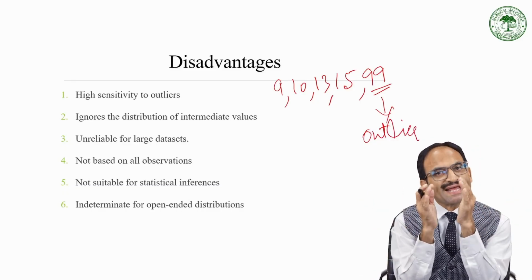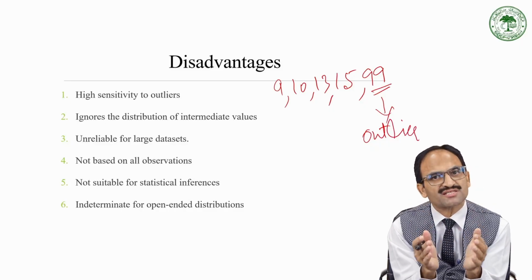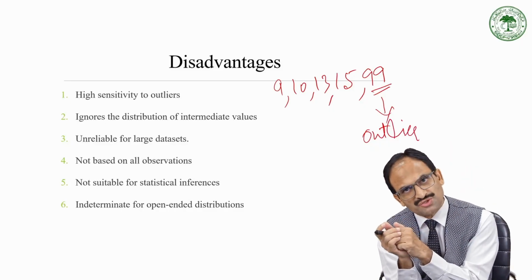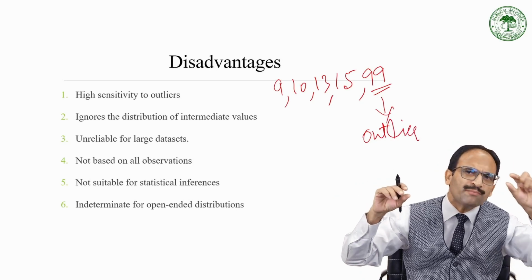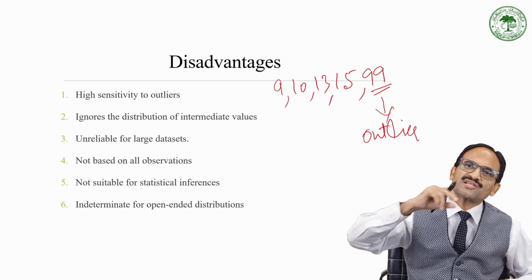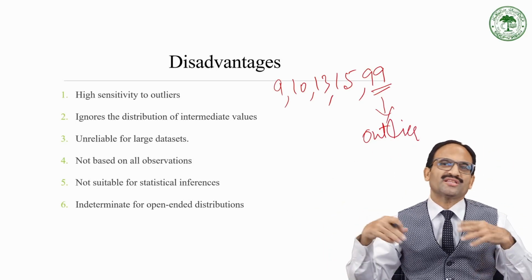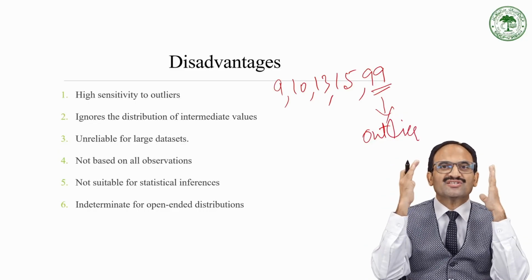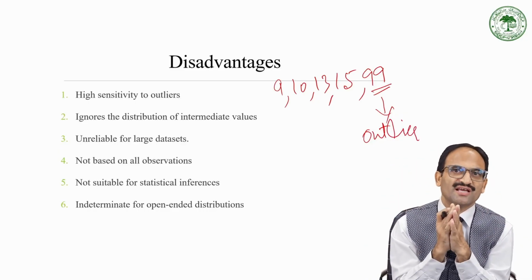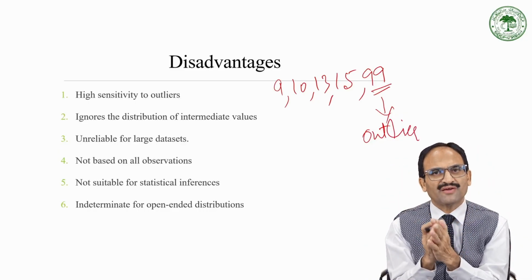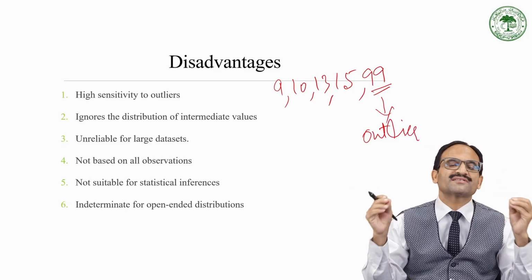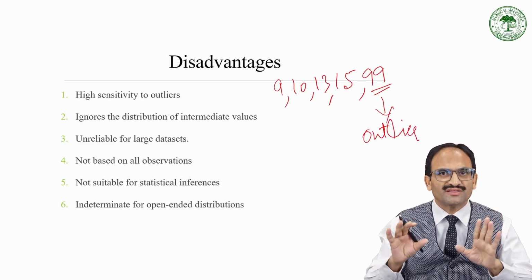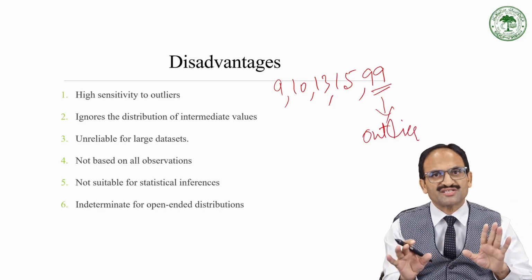Since range is calculated on the basis of the lowest and highest scores, if outliers are there, that is, if an extremely low value or an extremely high value is there, then in that situation range will definitely be highly influenced. It is highly sensitive if there are outliers in the data, and this is one of the biggest disadvantages of this measure of variability, that is range.